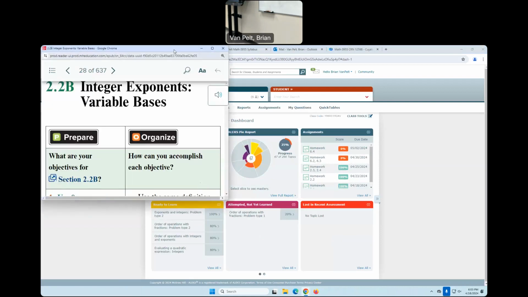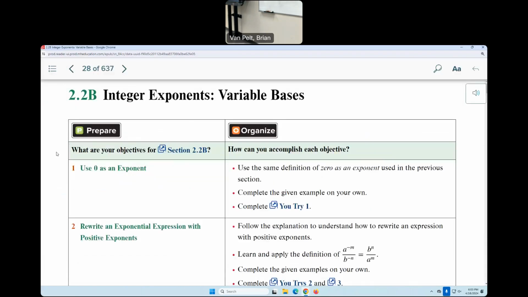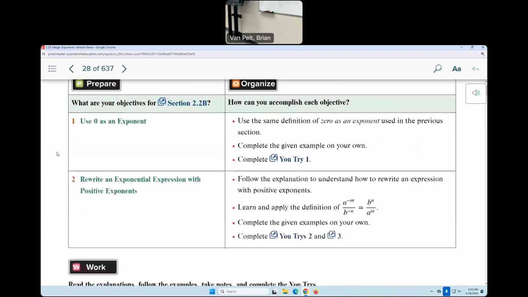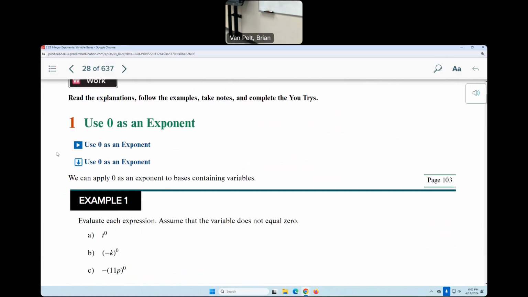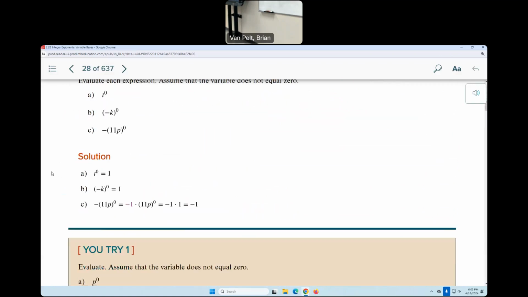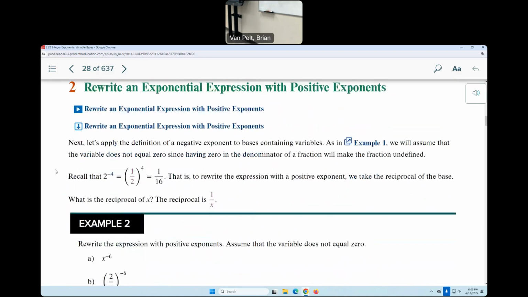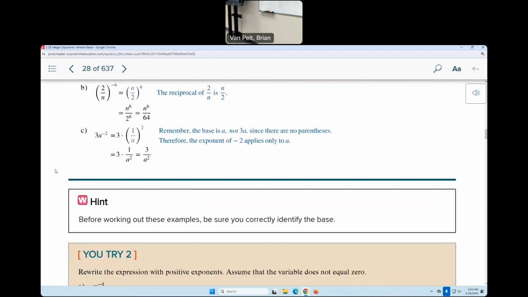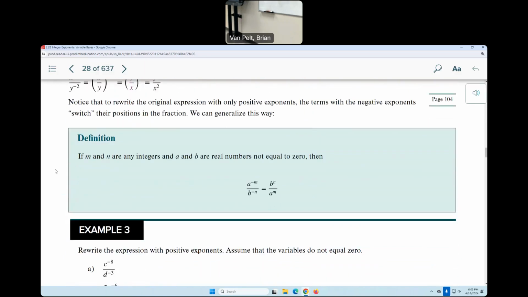Let's take a look at this one. This is the textbook for 2.2b. So if we scroll down through this, it says use 0 as an exponent. So we had a rule for 0. Let's take a look at what the rule is. There's our practice. Negative exponents, we did those.